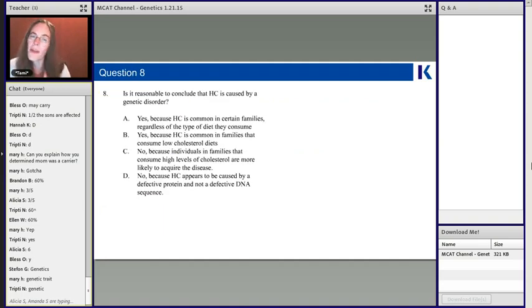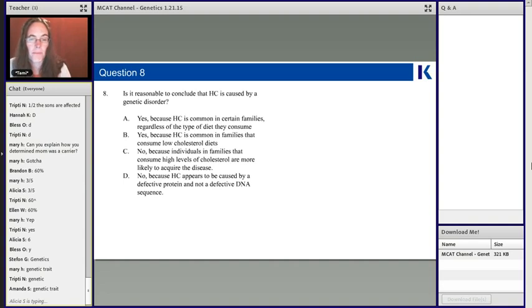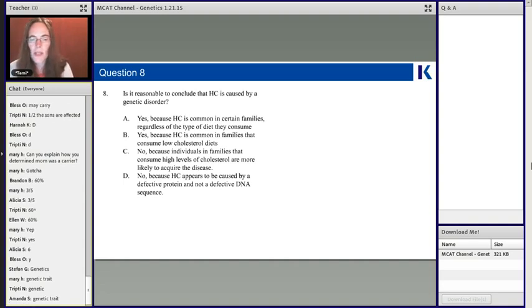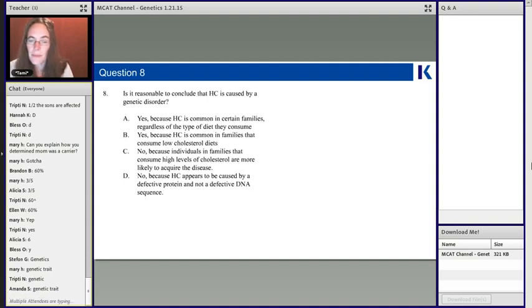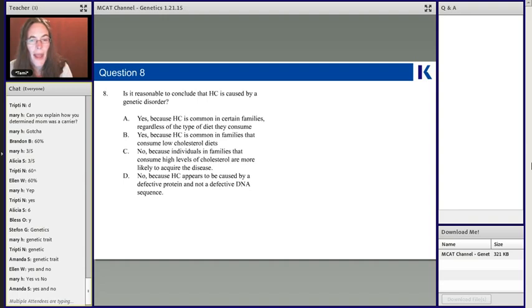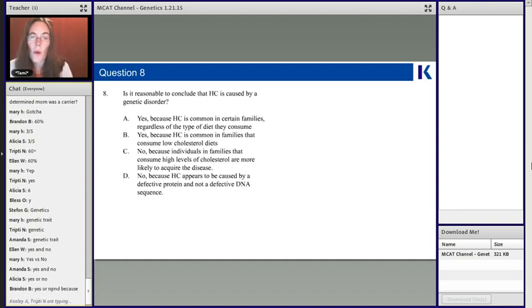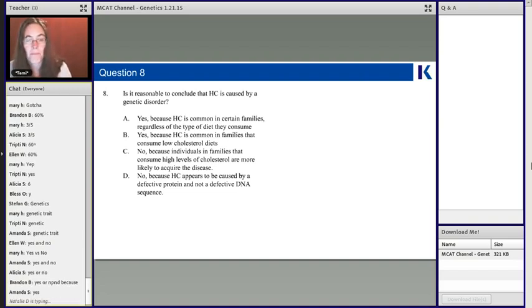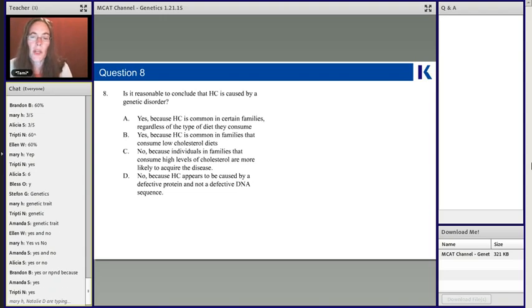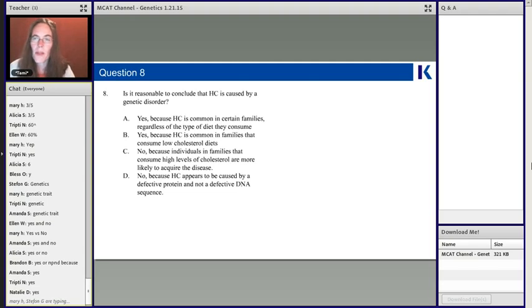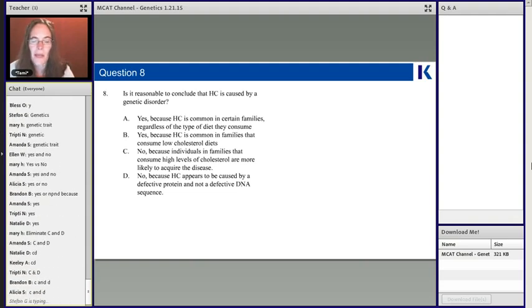We're going to do one question together, and the other two you're going to do as homework. So let's look at this. What do you notice quickly about the answer choices, which are very common on the MCAT? Yes, no, and why? So we can figure out the yes or no, eliminate two of our answer choices, and then figure out the because, the why it is the way that it is. Is it reasonable to conclude that HC is caused by a genetic disorder? Well, we already answered this. Which of my two answer choices are out of here and I'm never even going to consider them again?